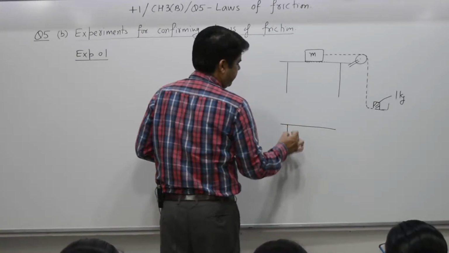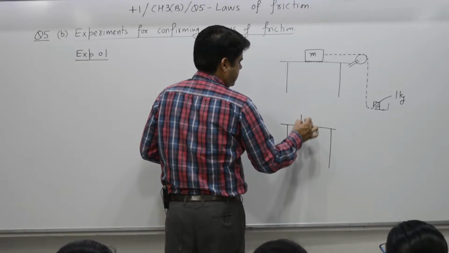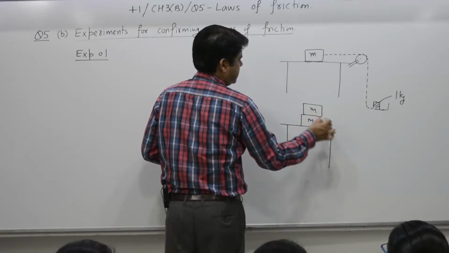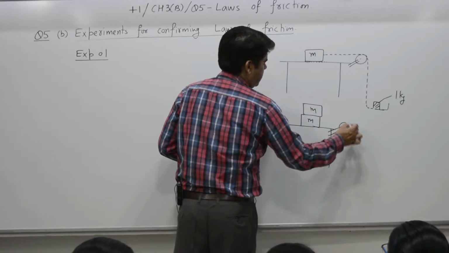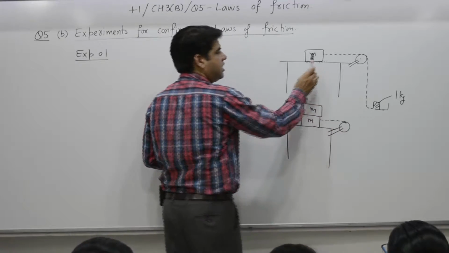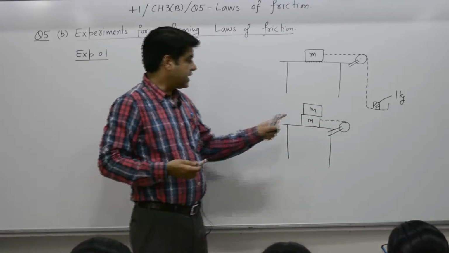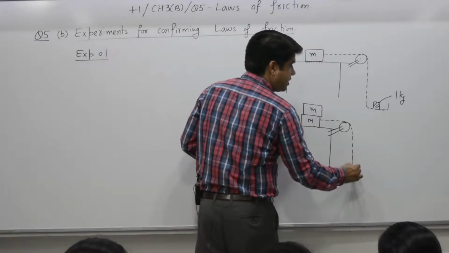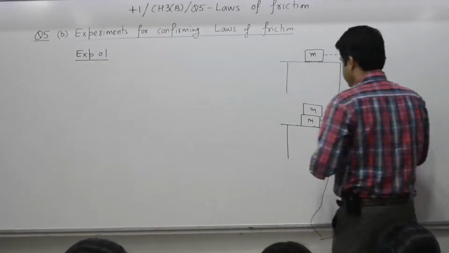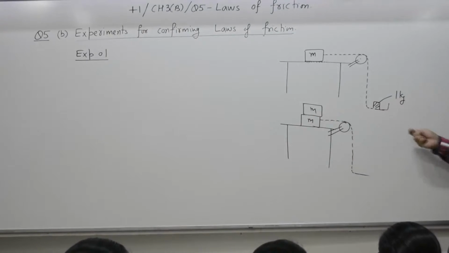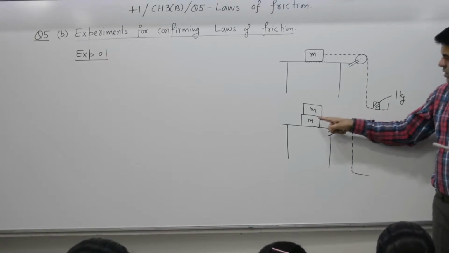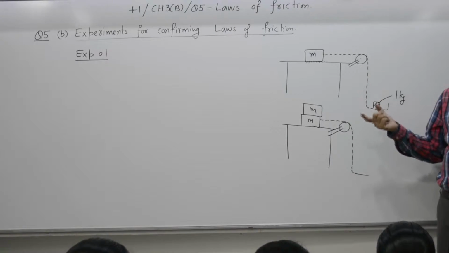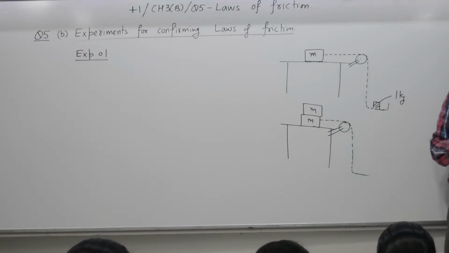Now we will increase the weight. This one, M, another object, same mass M. That means the previous case was a truck without load. Second is a truck with load. Now, what is your observation? The effort required to move this will be more, as per the law. As per the law, this mass is doubled, normal reaction is also doubled, so the weight required to move this should also be doubled.